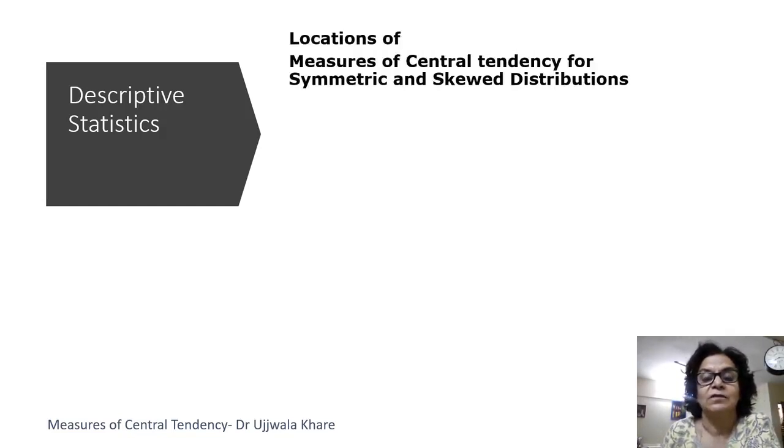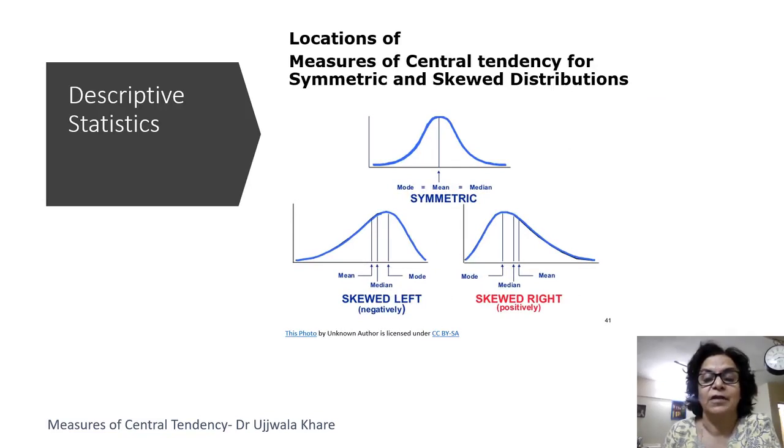So this is how we are trying to understand the location of central tendency for symmetric distribution where the mode, mean and median are equal. If mean is less than median, which is less than mode, it is skewed left, which we call negatively skewed. And when the mode is the highest followed by median and mean, we say it is positively skewed. Thank you.